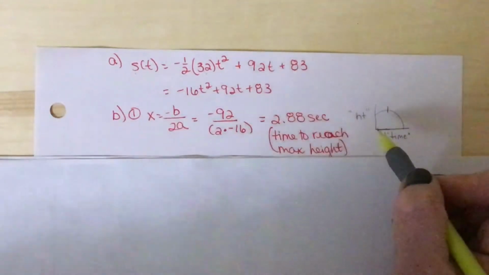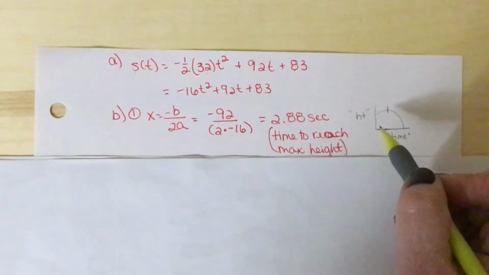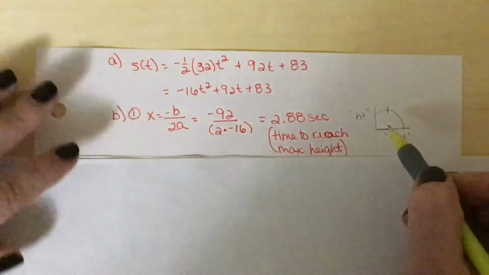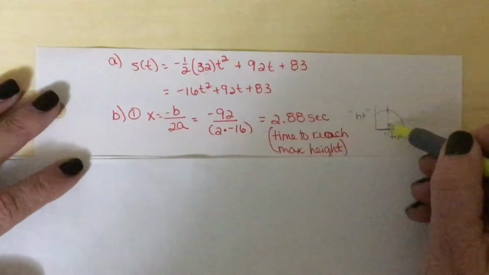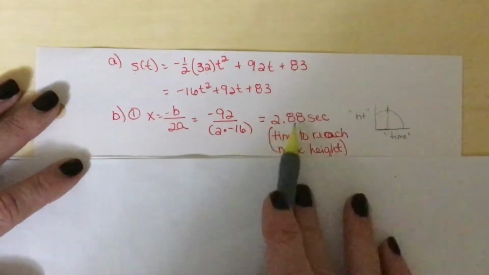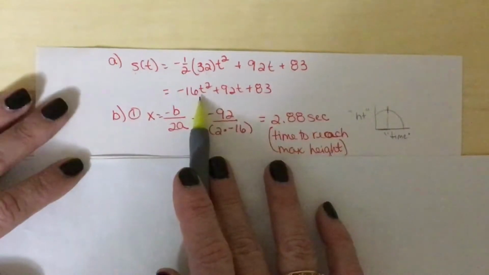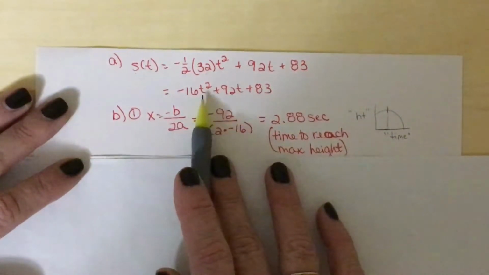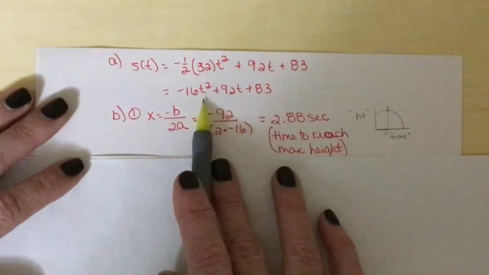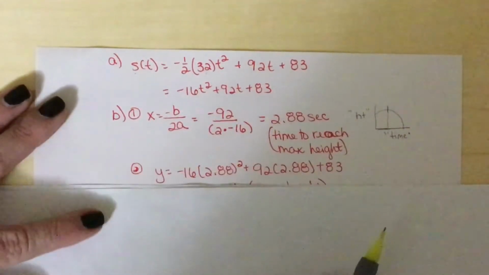Then it's actually asking you for the maximum height. So now I need to find the y value. I'm going to take my x value and plug it back in for the time, the t, and solve for my height.